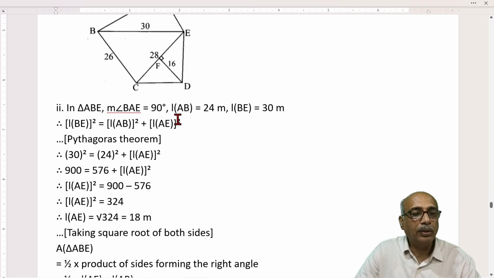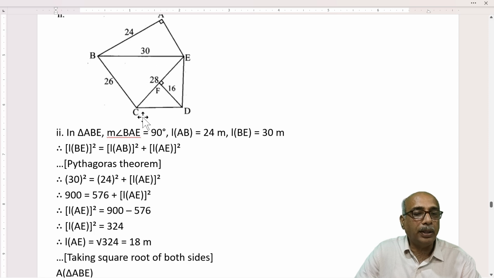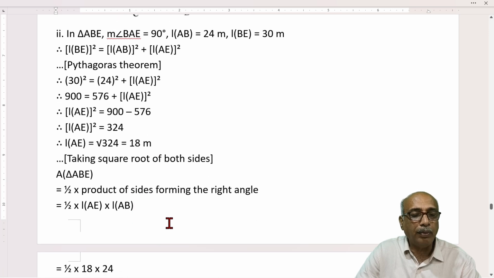So we'll see now. In triangle ABE, angle BAE equals 90 degree, AB equals 24 meters, BE equals 30 meters. Apply Pythagoras theorem here. So AE square we have to find out. 30 square equals 24 square plus AE square. 900 equals 576 plus AE square. Therefore, AE square equals 900 minus 576 equals 324. Taking square root on both sides, length AE equals root of 324 equals 18 meter.